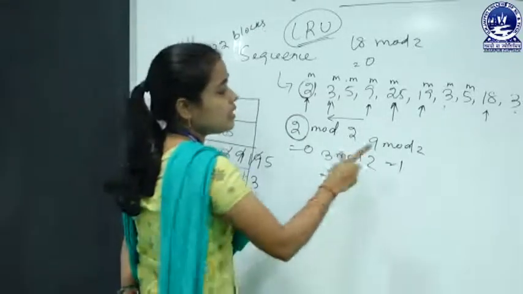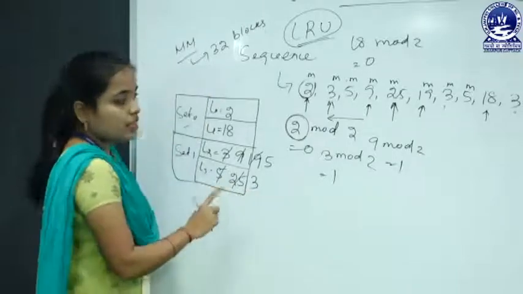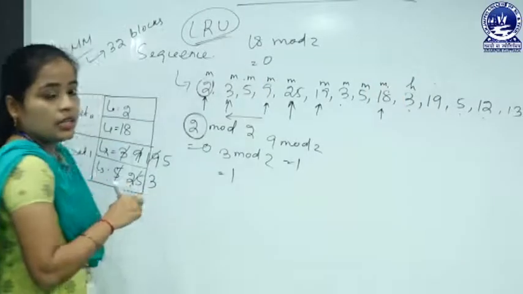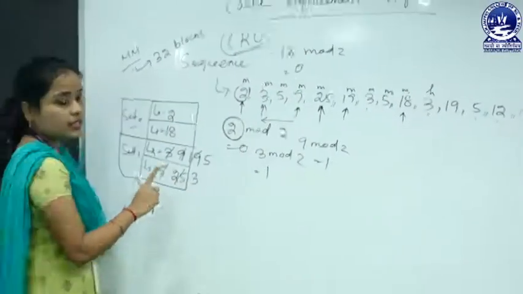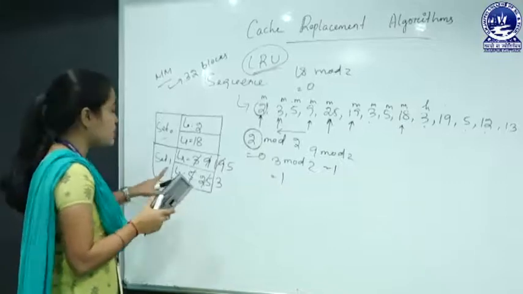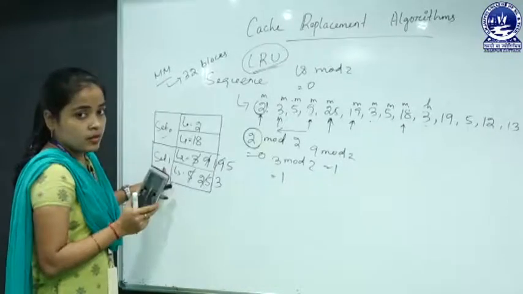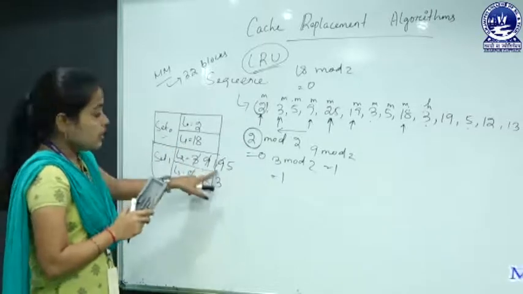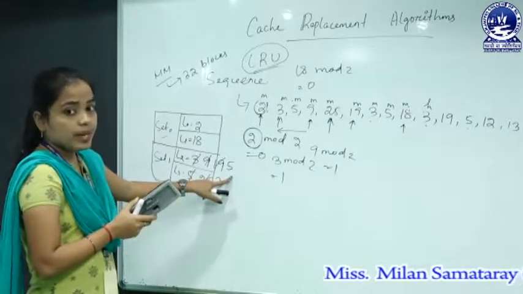Then the next one is 3. 3 is present here, so it is 1 hit. Then the next one is 19. 19 is not present, because 19 has to be mapped into set 1. So in this, 19 is not present. Here it is replaced by the 5.